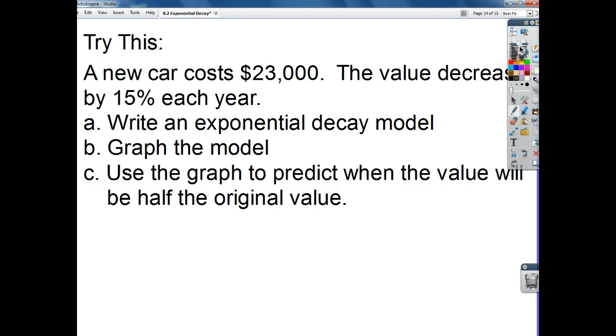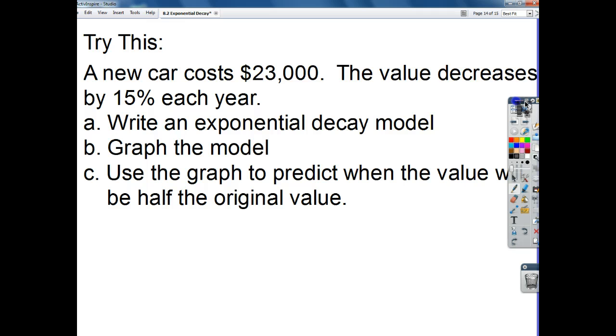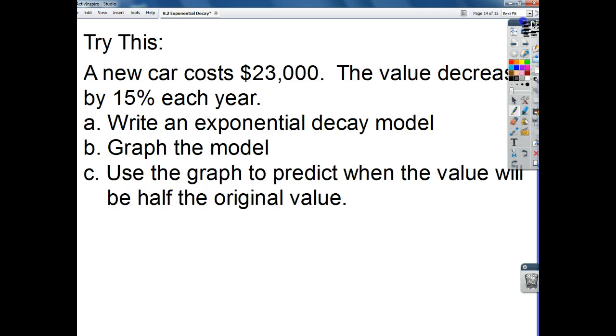And let me get you to try this one. A new car costs $23,000. The value decreases by 15% each year. Same problem as last. Write an exponential decay model. Graph that model. Use it to predict when the value will be half the original. Okay. Give you some time to do this one.